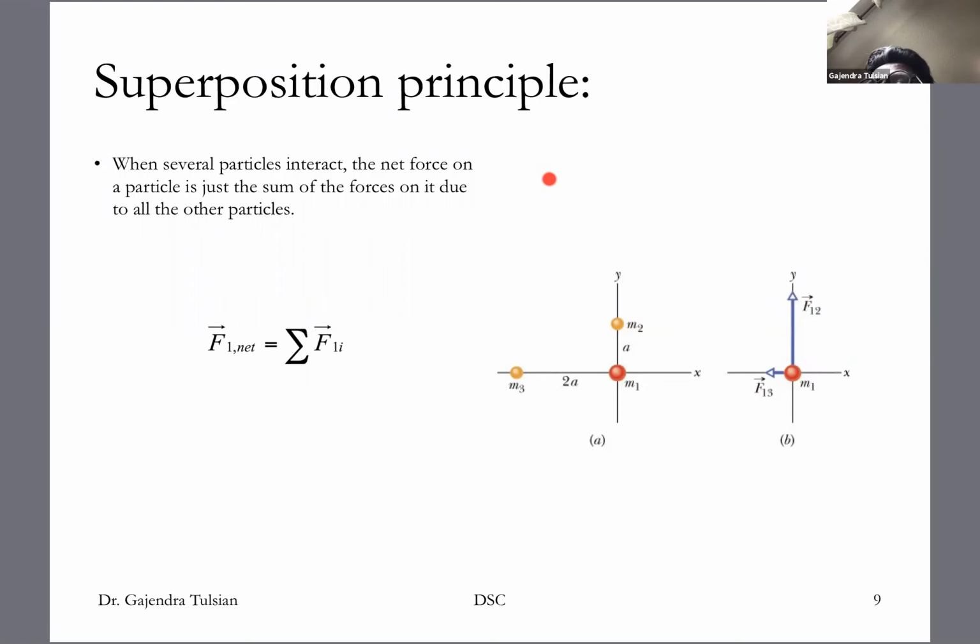So you can have many objects. You can calculate the forces of independent pairs, and the net force on any particular object is the sum of all the other forces. And that's what this formula tells you.